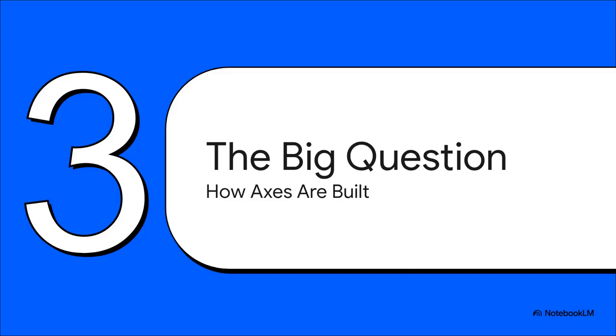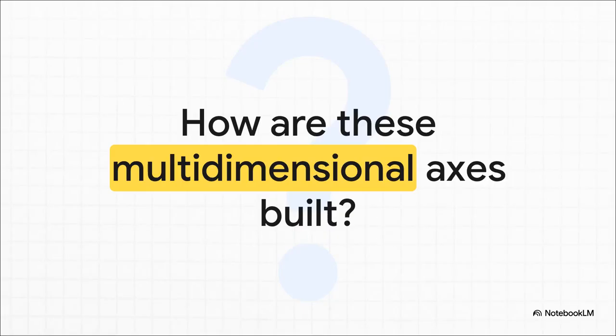Now, all of this naturally leads to a really big question. If these axes aren't just simple things like price, then where on earth do they even come from? Right? I bet that's what you're thinking. How do you take a complicated idea like performance and turn it into a single line on a chart? How are these incredibly powerful dimensions actually constructed?